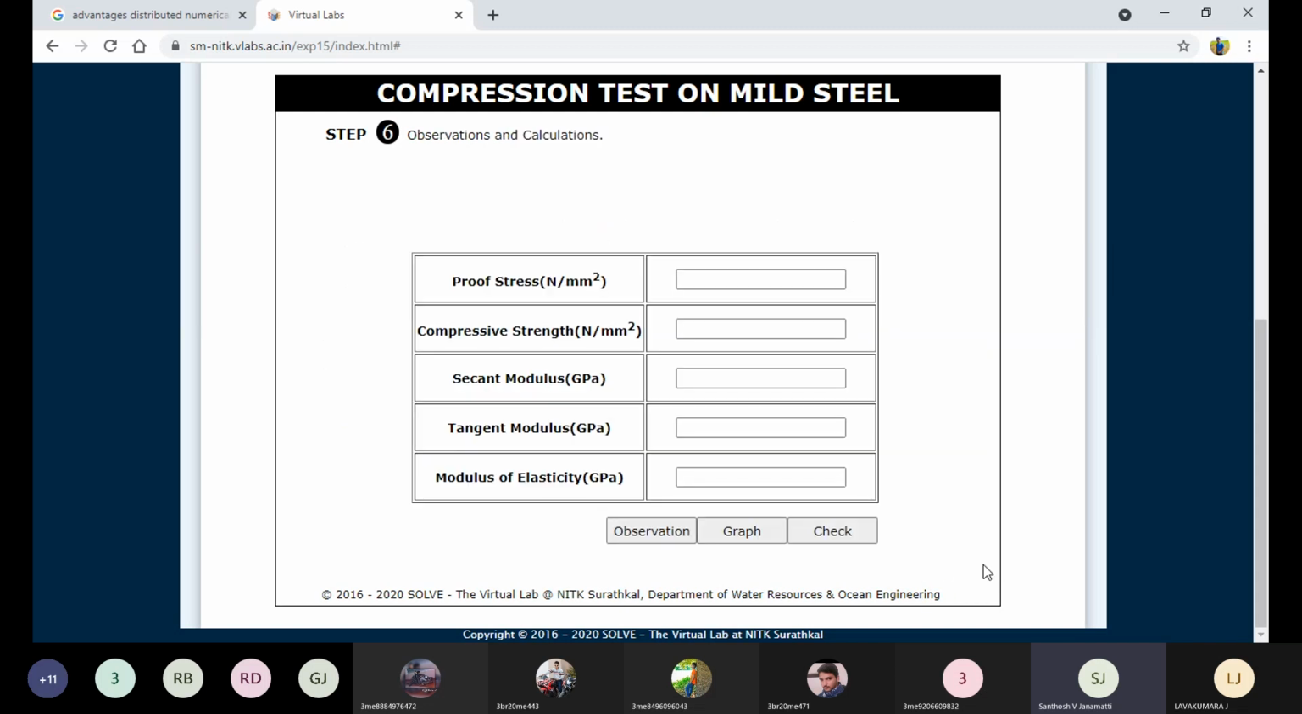Okay, now we'll move on to the next. This last step is the calculations, the proof stresses, because you are already applying the slopes. Through those slopes you can get the proof stress values. Compression strength is the maximum load divided by the cross-sectional area of the sample, so we call it the compression strength of the given sample. Secant modulus: you are already applying the tangent, you get the slope values, so you can just take stress by strain.